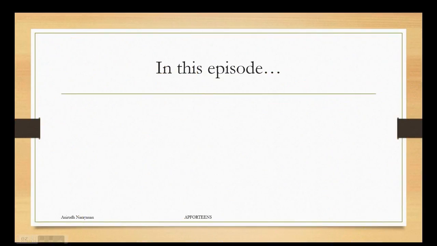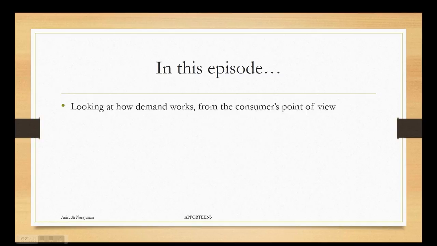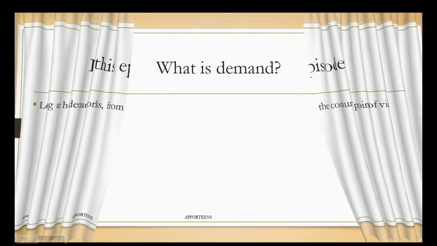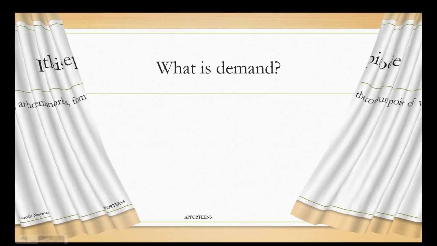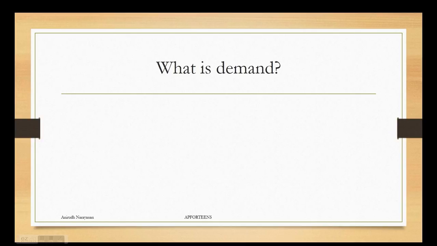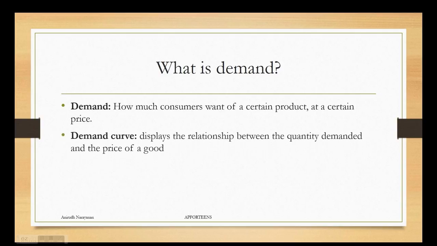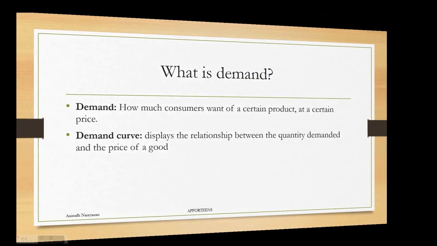In this episode today, we're going to focus primarily on looking at how demand works from the consumer's point of view. So let's get started. As always, the age-old question, what is demand? Well, demand is how much consumers want of a certain product at a certain price. The demand curve on a graph displays the relationship between the quantity demanded and the price of a good.